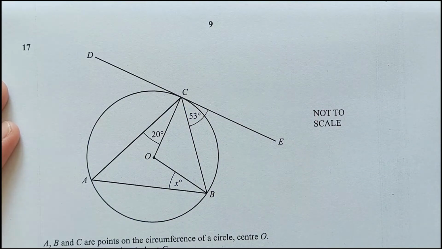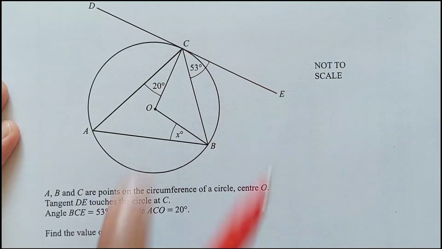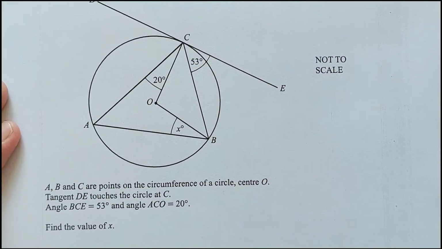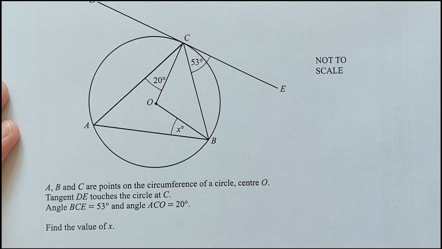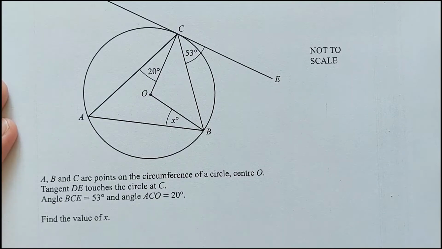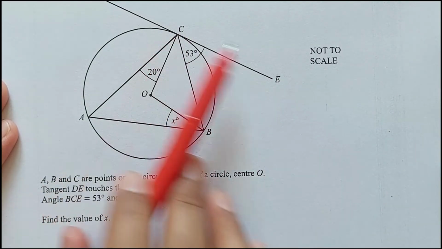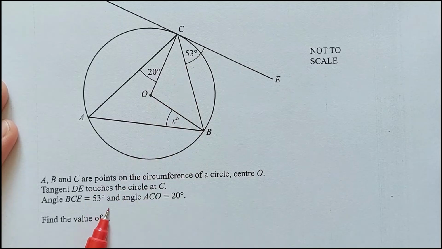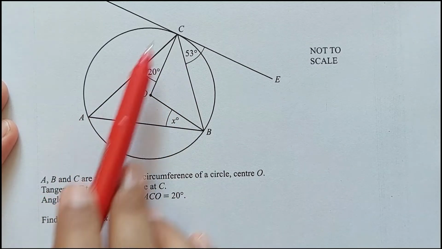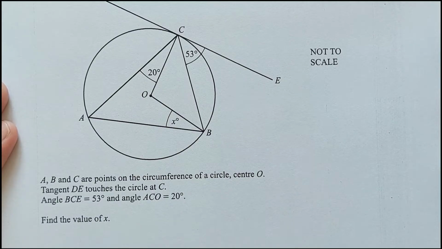Question number 17. A, B, and C are the points on the circumference of a circle. Center is O, right? It's a circle. The center is O, and A, B, and C are the points on the circumference. Tangent DE touches the circle at C. So we have a tangent DE. It touches the circle at point C. Angle BCE is 53 degrees, and the angle ACO is 20 degrees. Find the value of X.